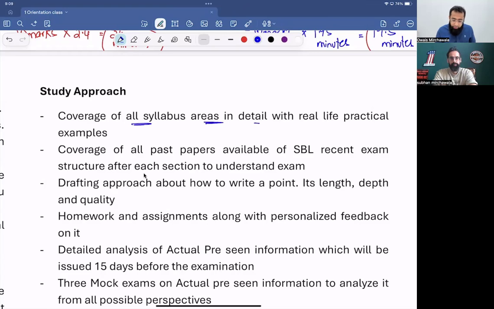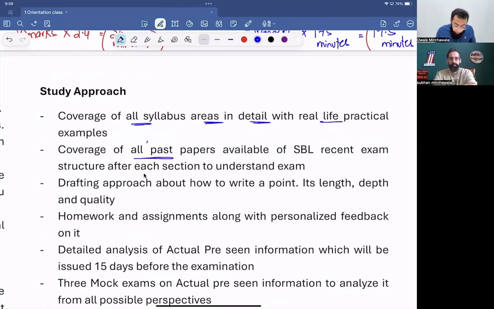Coverage of all syllabus areas in detail with real life practical examples. Never think that when we are giving a real life practical example, we are wasting your time, because that practical example will come in the exam. That case study will come in the exam. That ability to relate things. And when you are listening to our classes, do more research. Research on the business entities, look at the case studies, look at the strategies which businesses follow.